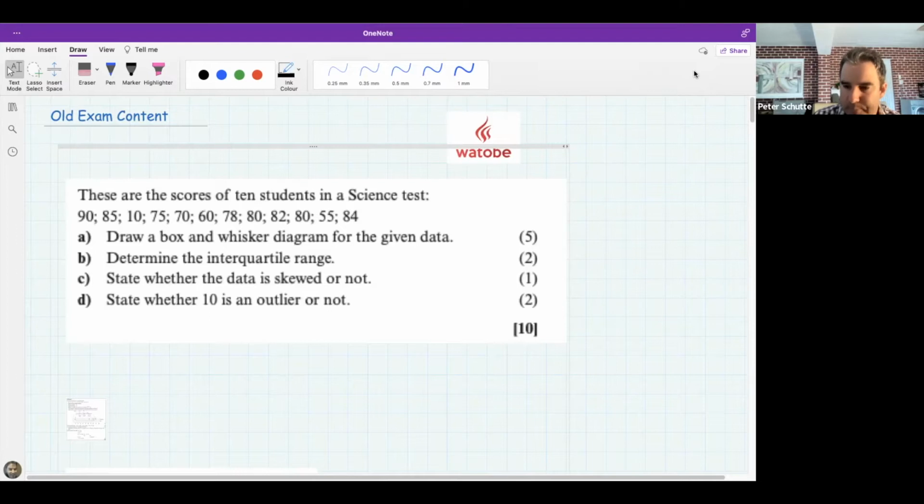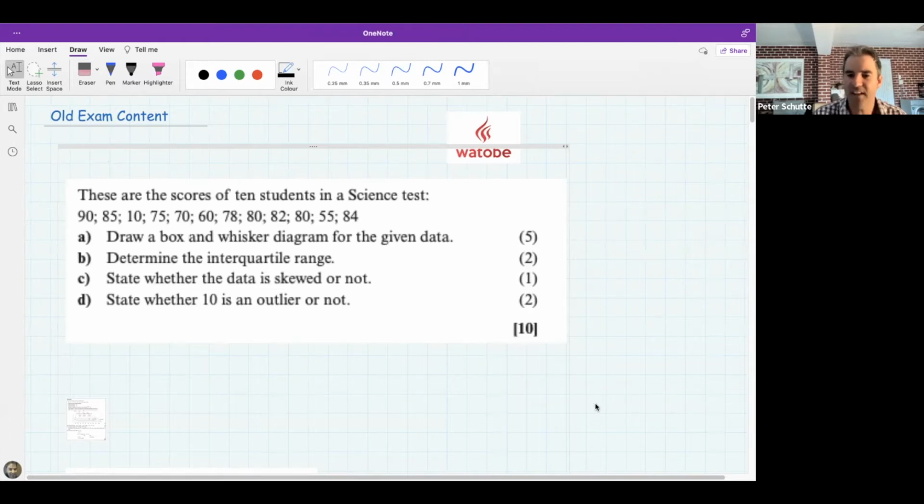Any ideas? Anybody? In the chat. So I've jumped to an old exam question. The last time we were together, we were doing something called ogives. And so I want to know, first of all, how is this question different? And then even when you look at the data, what do you notice about it?